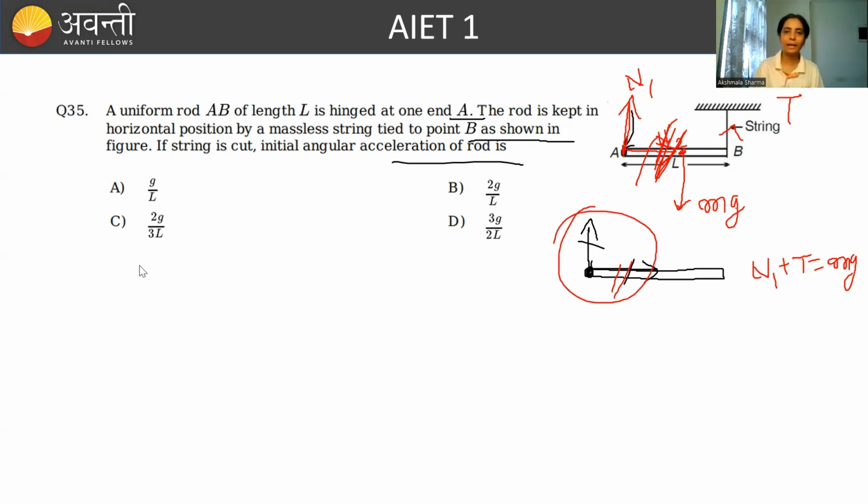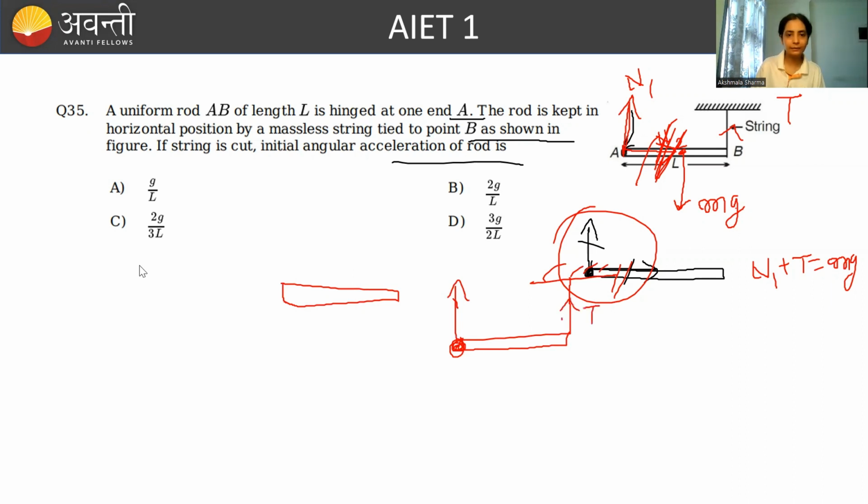ठीक है. तो यानी कि इस क्वेश्चन का एफबीडी कैसा दिखेगा. सॉरी, I am very bad at drawing things actually, I have to learn it. अब यहाँ पे देखो ऐसा है, यानी कि one force is acting like this, another tension is acting like this, and mg is acting like this.